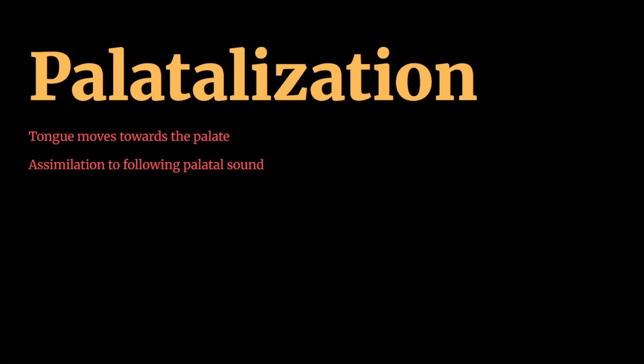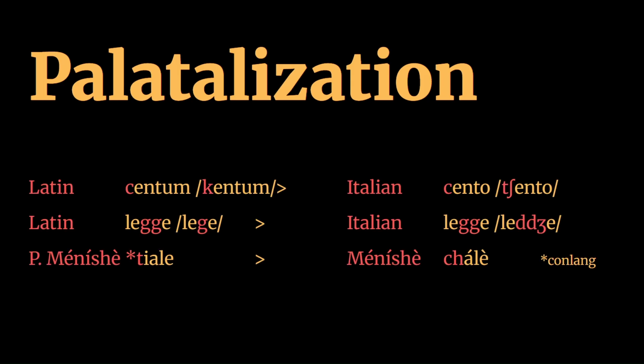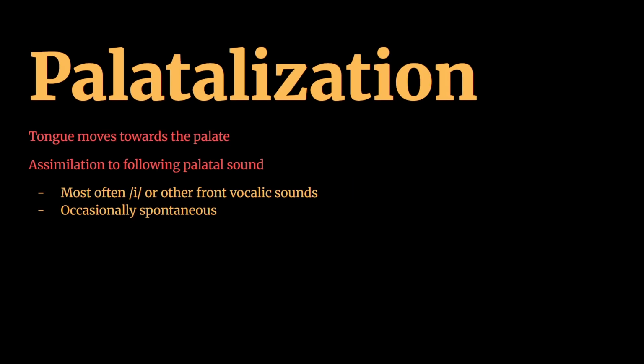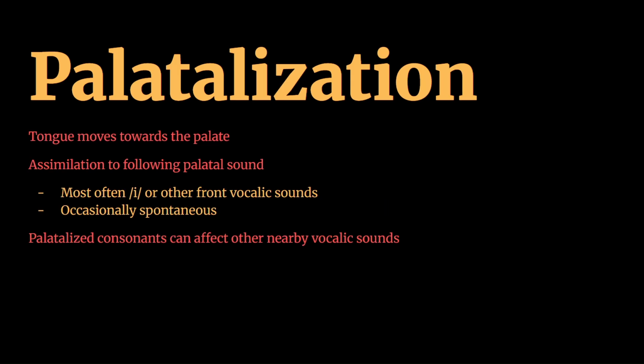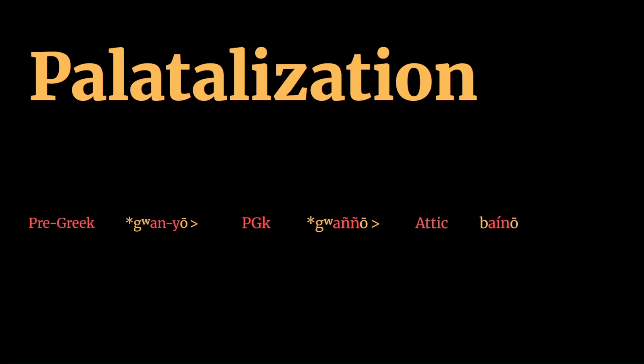This is usually assimilation to a following palatal sound, most often i or other front vocalic sounds, as can be seen in these examples. Other times, the palatalization appears to be more spontaneous. That is, there isn't always an obvious palatal sound that is causing the change. That can be seen in these examples. Notice that there may still be particular environments in which it occurs, but it's not as obvious why it becomes palatal. Palatalized consonants can also affect nearby vocalic sounds, as can be seen in this example from pre-Greek to Attic Greek, with an intermediate palatalization of the n.